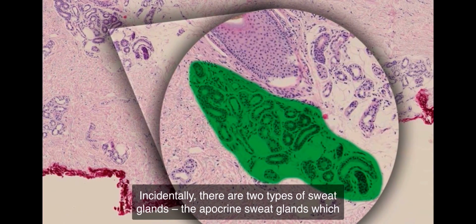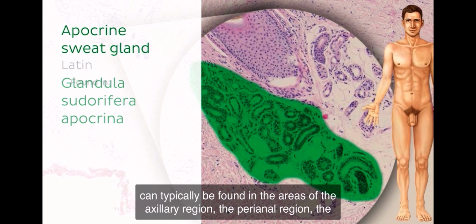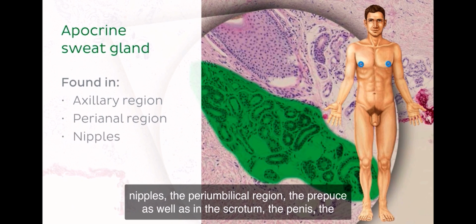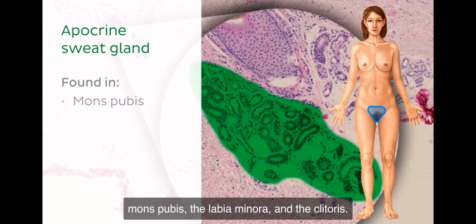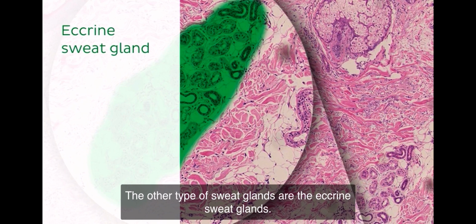Incidentally, there are two types of sweat glands. The apocrine sweat glands can typically be found in the areas of the axillary region, the perianal region, the nipples, the periumbilical region, the prepuce, as well as in the scrotum, the penis, the mons pubis, the labia minora, and the clitoris. The other type of sweat glands are the eccrine sweat glands.